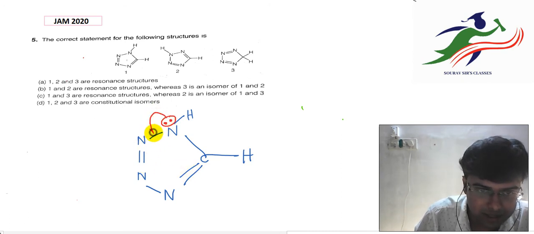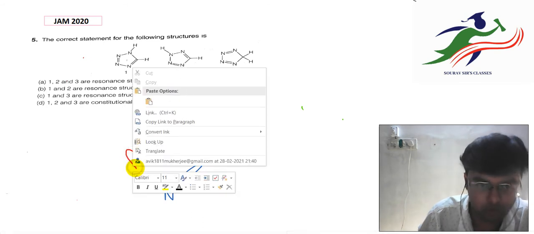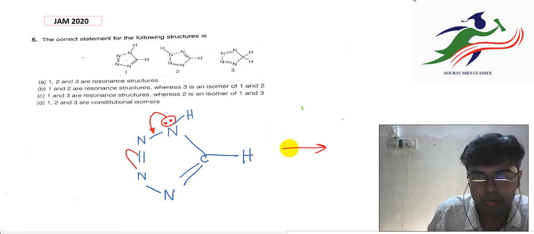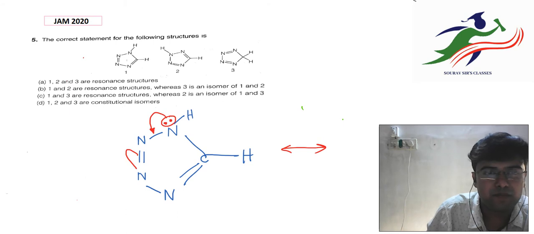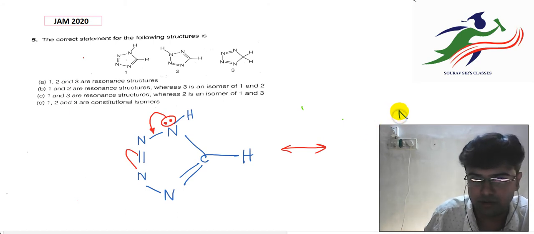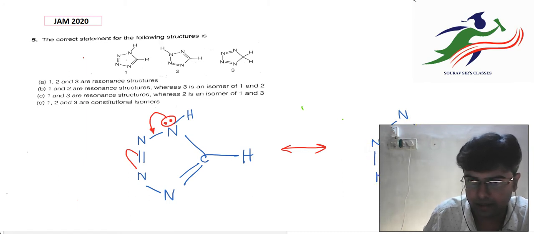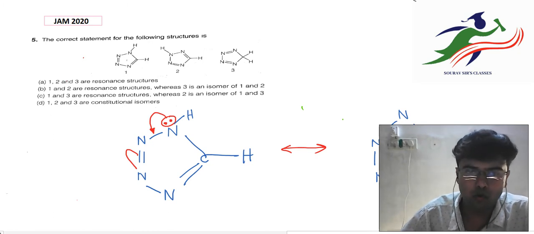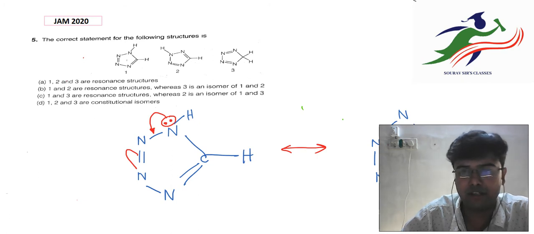So let's first draw it. Now let's draw the resonating figure over here. It's also called the canonical form. Remember a fact about resonating structures, that the overall charge of the resonating structures must be the same.